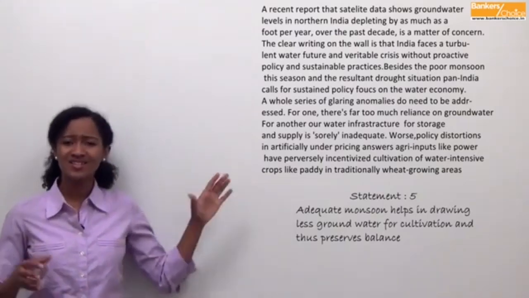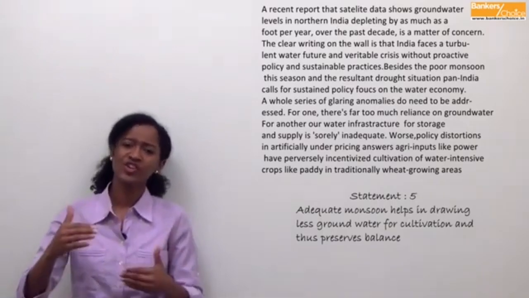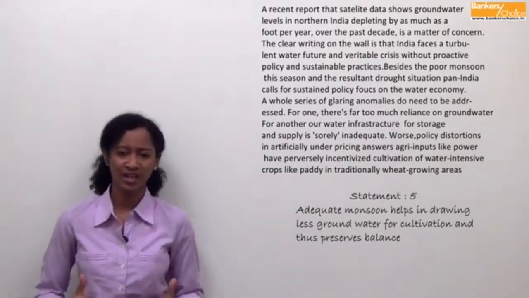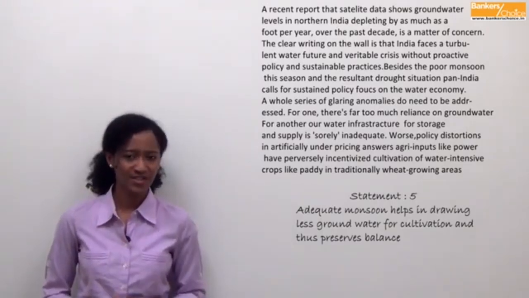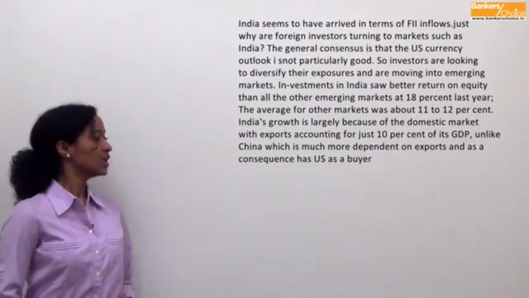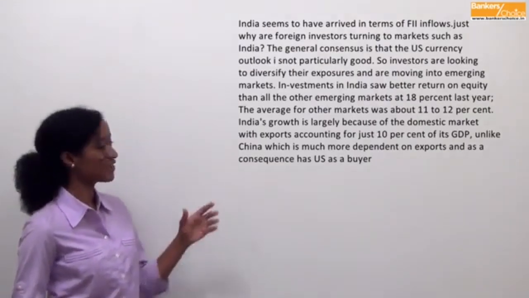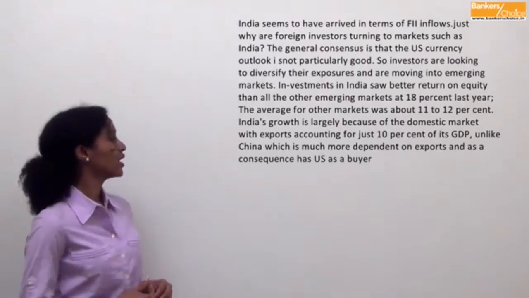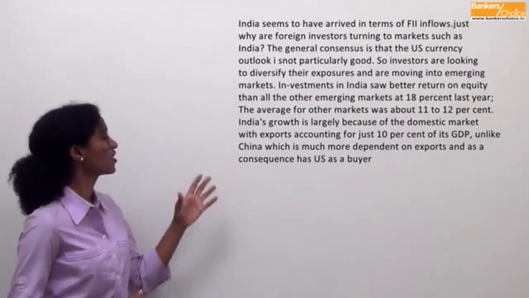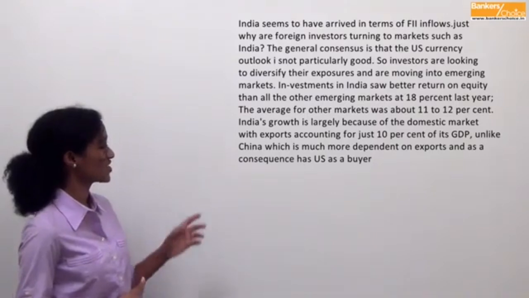Alright, so this is the general pattern by which you will have to make inferences. Let's look at one more passage and understand this in detail. India seems to have arrived in terms of foreign institutional investors, FII, inflows. Just why are foreign investors turning to markets such as India?